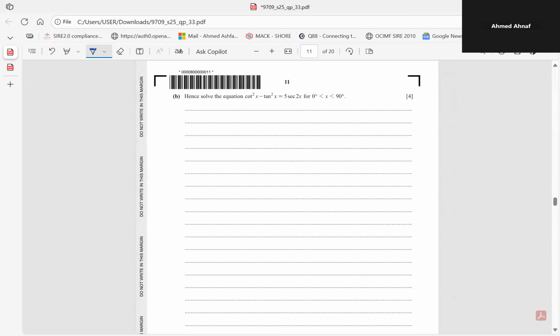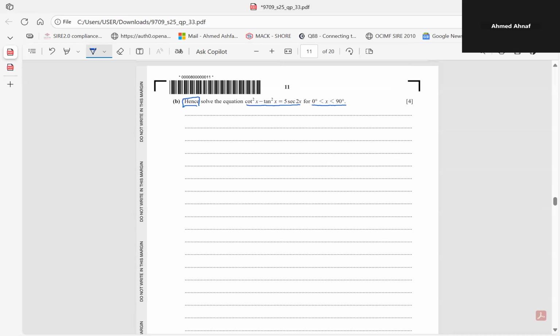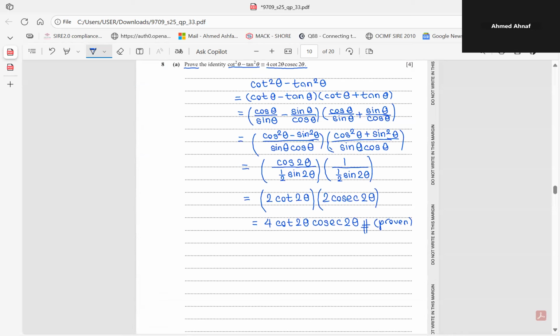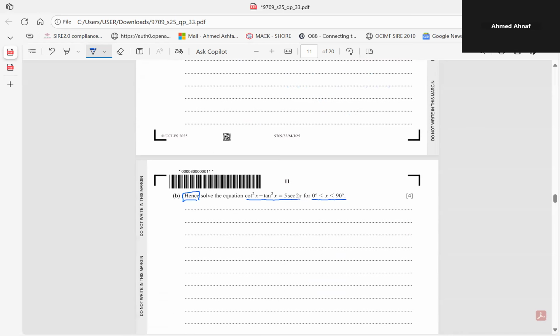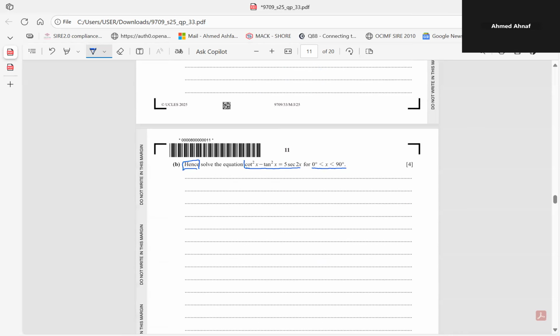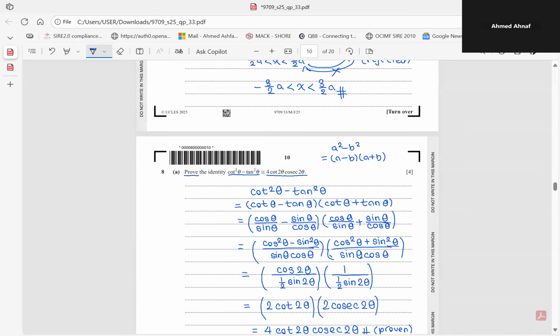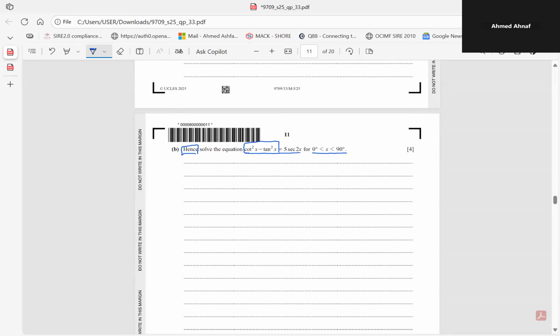All right, so for this part, we're told to solve this equation for this domain of x between 0 degrees and 90 degrees. Okay, so again, they have the word hence in here. So that means we have to use our answer from the previous part in here. So let's see what we can do. You can see on the right-hand side, we have cotangent squared minus tangent squared, which is the same as this. So we can just equate it to this. So let's write that down.